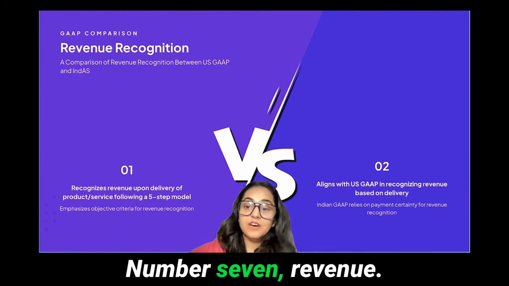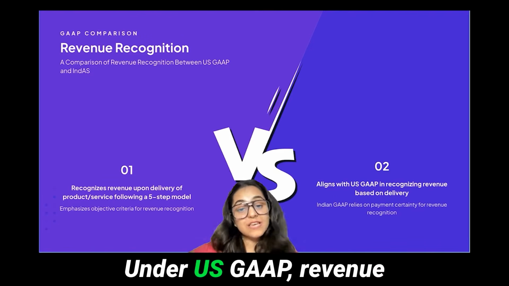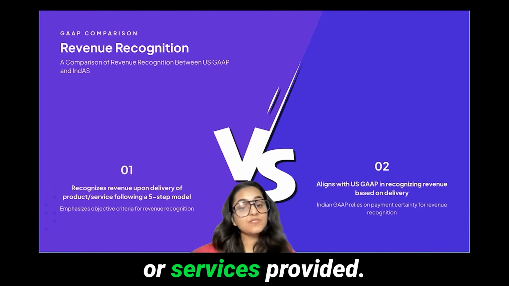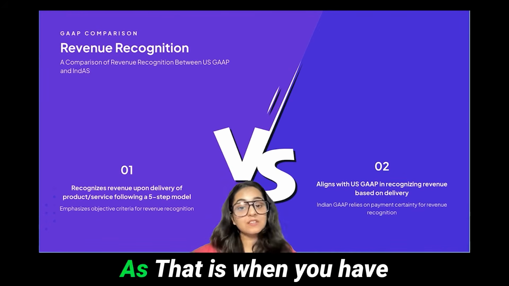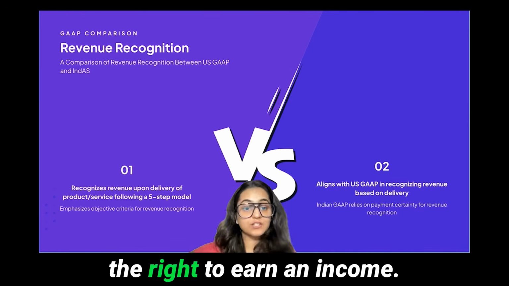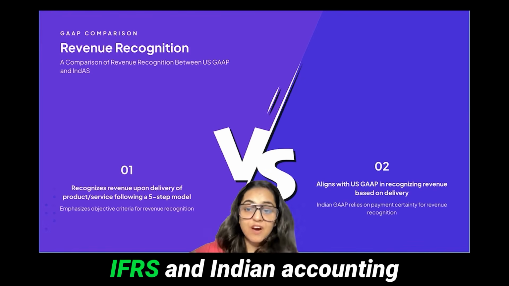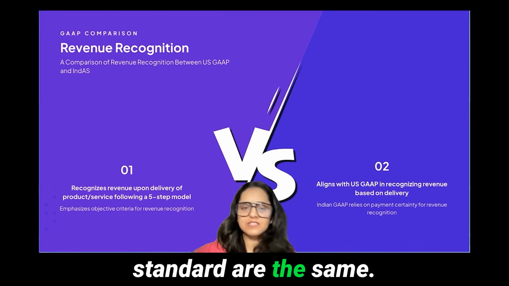Number 7, revenue. Under US GAAP, revenue is to be recognized when the product is sold or services provided, as that is when you have the right to earn an income. It follows a 5 step model. IFRS and Indian accounting standard are the same.